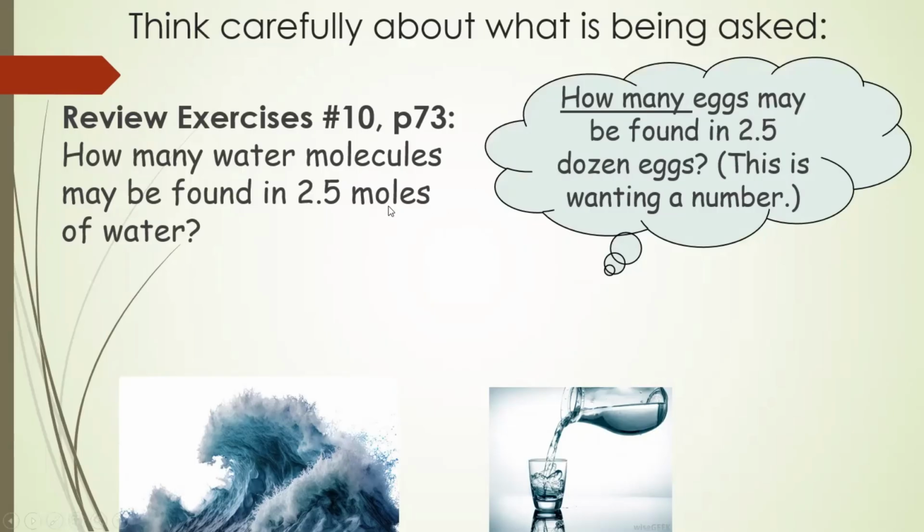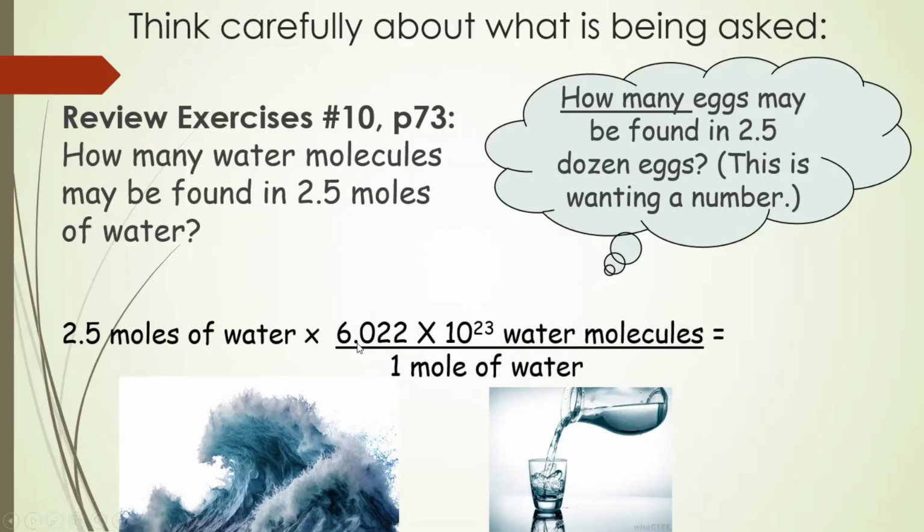So a mole is 6.022 times 10 to the 23rd. So we've got 2.5 moles of water. We need to multiply by 6.022 times 10 to the 23rd water molecules. That's how many molecules are in 1 mole of water. And we need the moles of water to cancel out. I didn't have the little lines to cancel them out, but if you multiply 2.5 times the mole, you're going to get 12.044 times 10 to the 23rd.